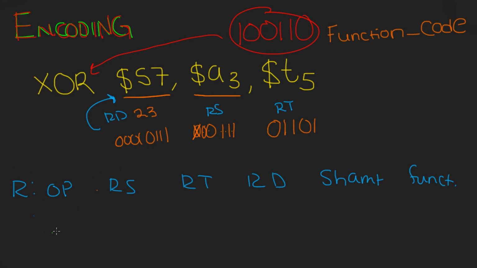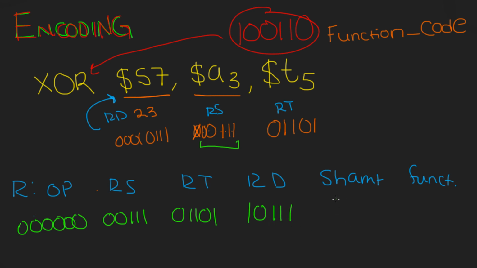So we already know that the opcode is 000000. Okay, so 1, 2, 3, 4, 5, 6. That's the opcode for the R instruction. Now for the source register, the RS, you see here, we have 00111. So I'm going to put 00111. Then RT is 01101, and the destination register is 10111.